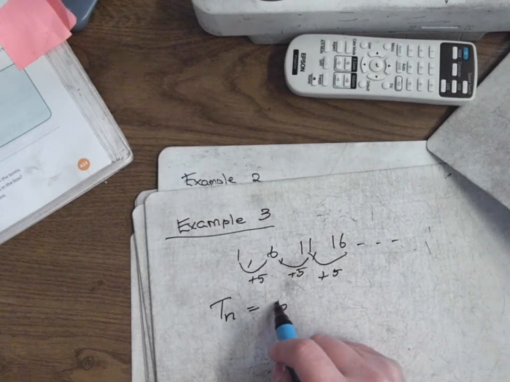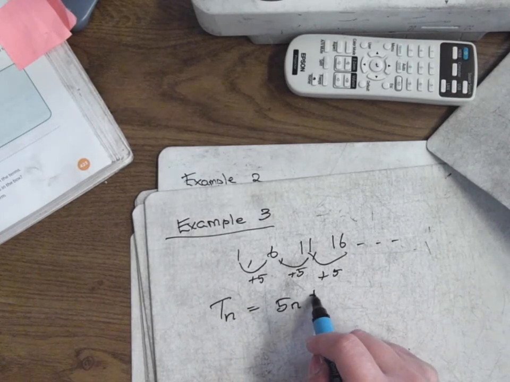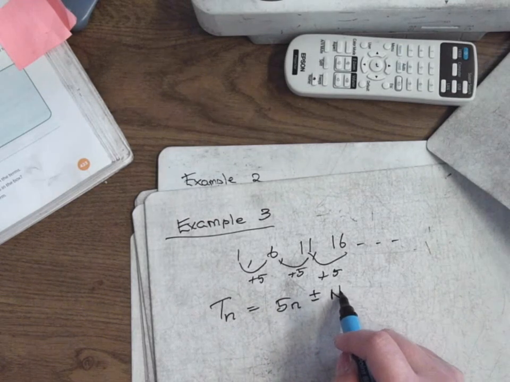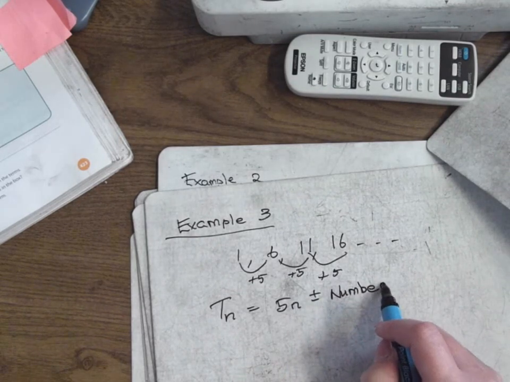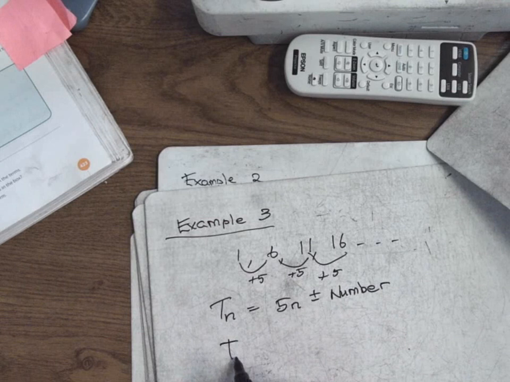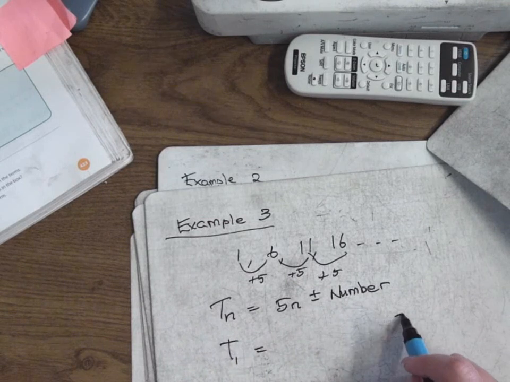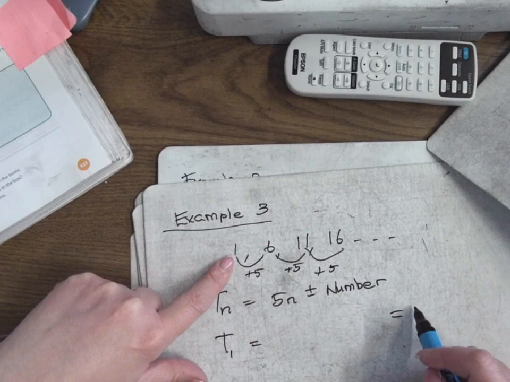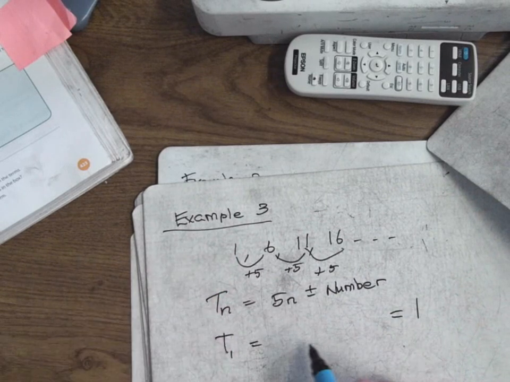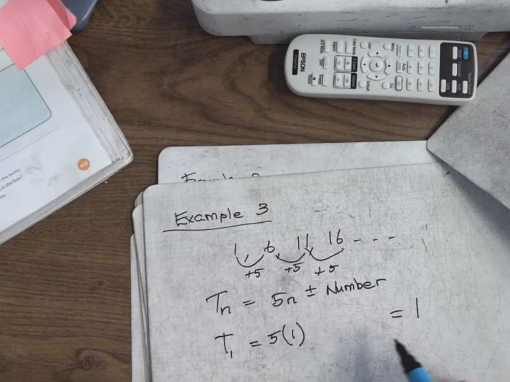So the first bit of Tn is what? 5n. The first bit of Tn is 5n plus or minus a number. You don't know which number, but you use term number 1. So what's the answer to term number 1? What is term number 1? 1. Look at it, it's right there. Term number 1 is a 1. So when you put in 1 for n, and then you go plus or minus a number, you end up at 1.